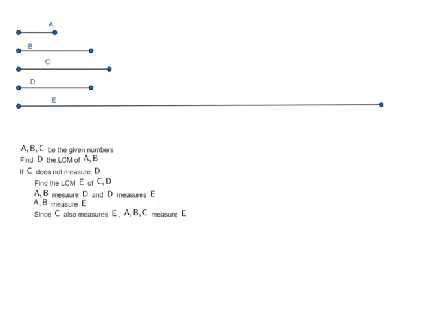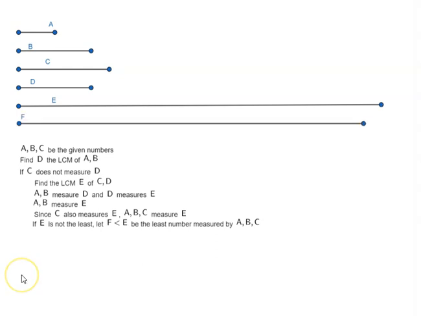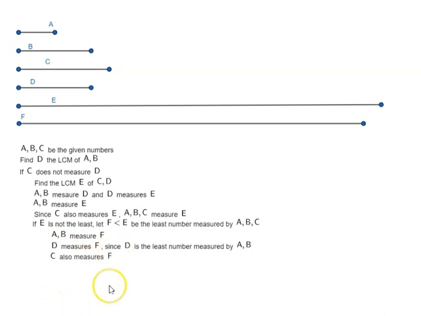So again we assume the contrary. If E is not the least, let F less than E be the least number measured by A, B, and C. So let me bring in F again. You know the trick now. A and B measure F. Since D is the least number measured by A and B, that means it also measures F. We have seen this and proved it in one of the previous propositions. So D measures F. C also measures F. So that means C and D measure F.